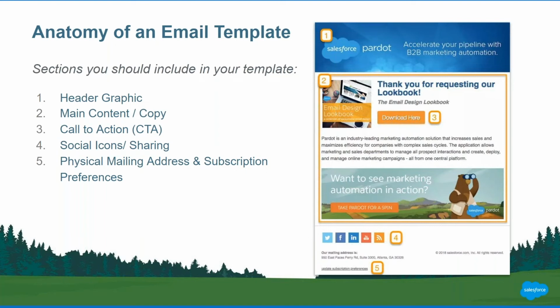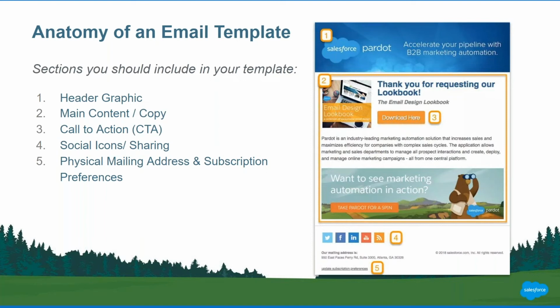Next is your main content or your copy. Here is where you place the main thrust of your email. You add links and content, and you add your images, whatever you prefer. Then next is the CTA, or the call to action. It tells people what they're going to get, not what they're going to do. So it's one of the most important pieces of content in your email.